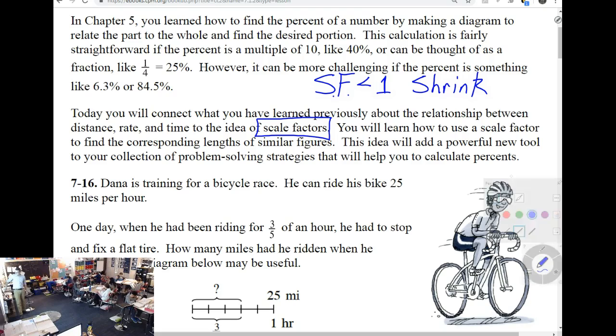If we have a scale factor greater than 1, I'm betting that we can figure this out. We get bigger, we enlarge. So if somebody tells you your scale factor is 2, you double. 3, you triple. 4, you quadruple. So scale factor greater than 1, we enlarge. And a lot of times we will say this as enlargement or reduction.